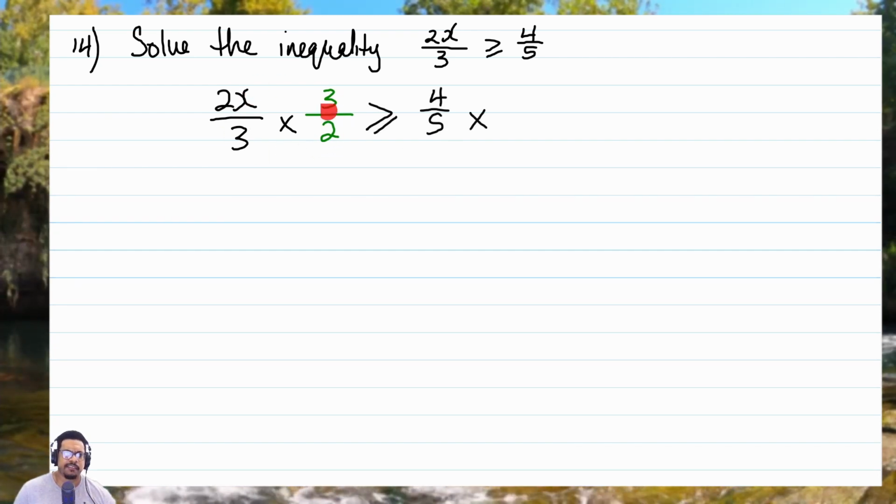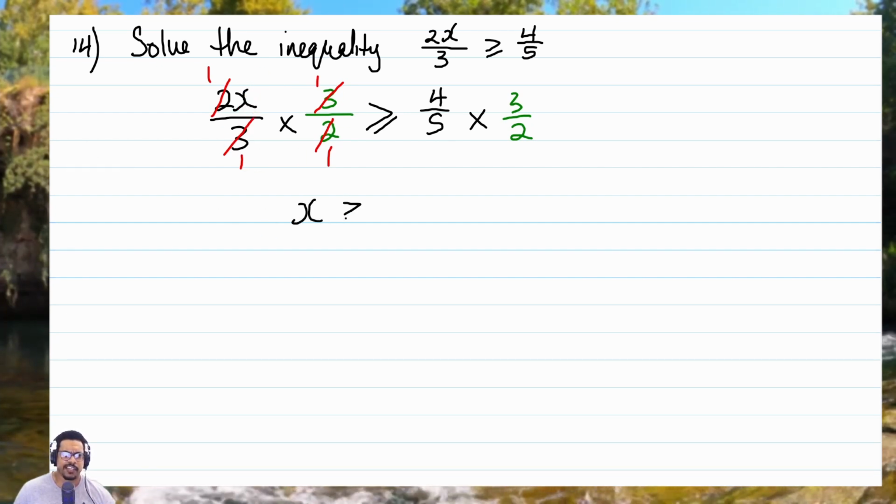And whatever I do to the left-hand side of the inequality sign, I must do the same thing to the right-hand side of the inequality sign. So I'll be multiplying the right-hand side by 3 over 2. So as we said, this 3 will cancel this 3, and this 2 will cancel this 2. So all that remains here is simply x. So I'll have x is greater than or equal to, and on the right-hand side, nothing will cancel. So I'll multiply the 4 by 3 and the 5 by 2. So 4 by 3 is 12, so I have 12 divided by, and 5 by 2 is 10. So 12 over 10 can be broken down.